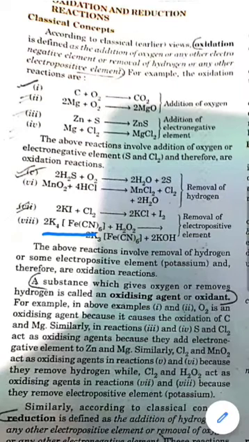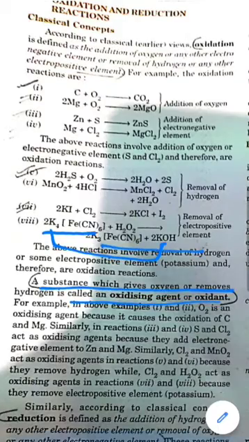It is reacting with hydrogen peroxide to form this product. Now in this reaction also, one potassium has been lost, so it is removed. So this is also an oxidation reaction. Now a substance which is providing oxygen or which is removing hydrogen is called an oxidizing agent or oxidant.